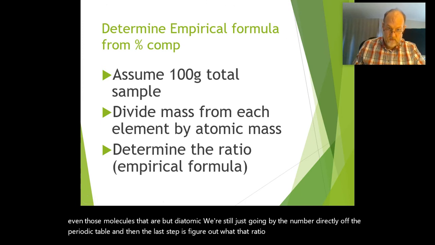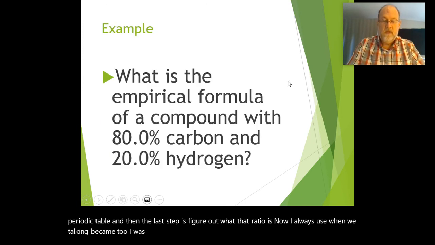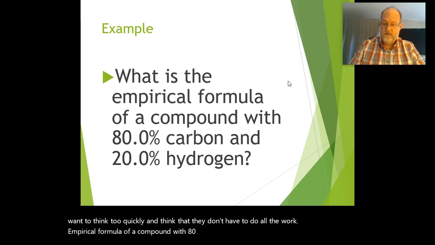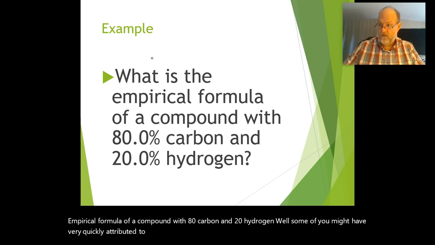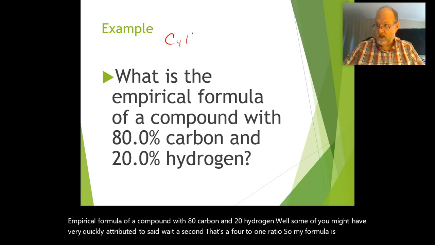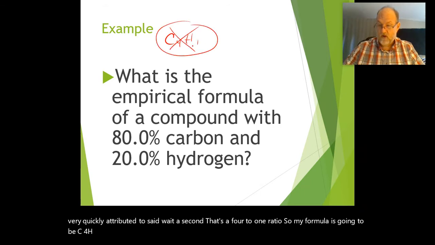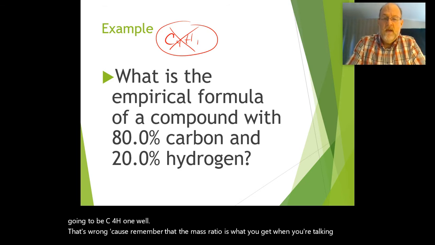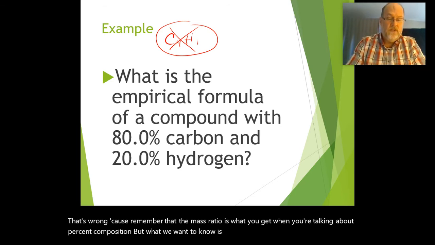Now, when talking about Chem 2, I always use this example because in an odd way, it kind of traps people who want to think too quickly and think that they don't have to do all the work. Empirical formula of a compound with 80% carbon and 20% hydrogen. Well, some of you might have very quickly said, wait a second, that's a 4-to-1 ratio, so my formula is going to be C4H1. Well, that's wrong. Because remember that the mass ratio is what you get when you're talking about percent composition. But what we want to know is the number atom ratio. It's going to be very different.